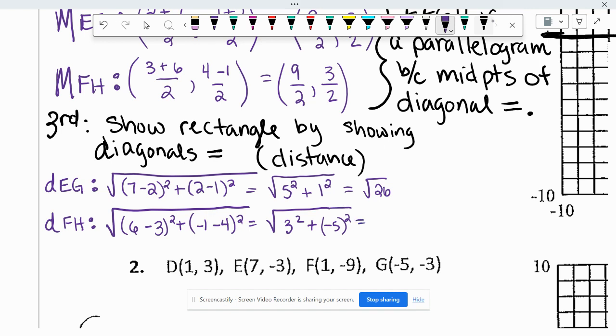So 3 squared plus negative 5 squared, that looks like 9 plus 25. What is 9 plus 25? Is the square root of 26 equal to the square root of 34? No, it is not.